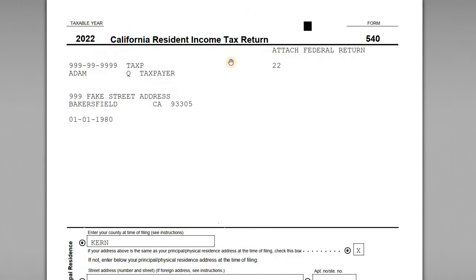And that covers it. So remember to send this off to the state of California, attach a federal return, very, very important. California wants a complete copy of that federal return, and then you should be good to go.